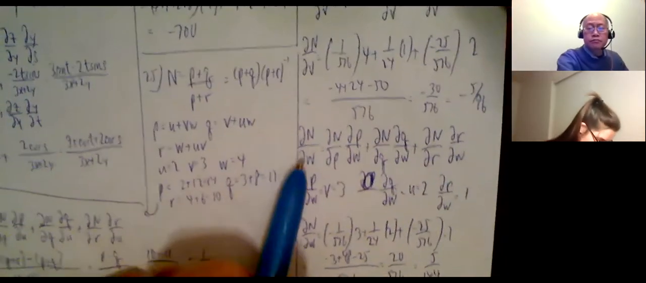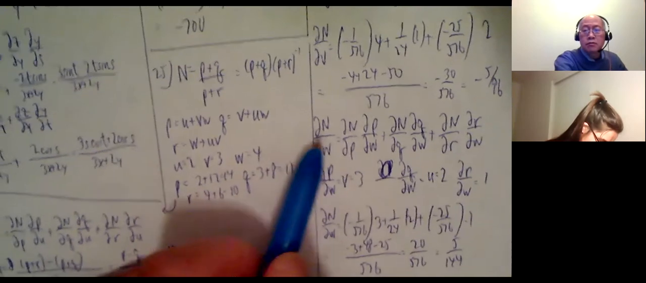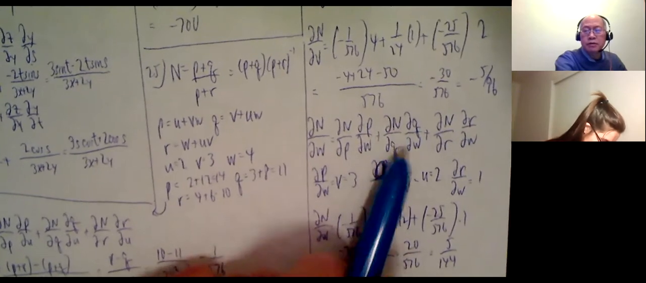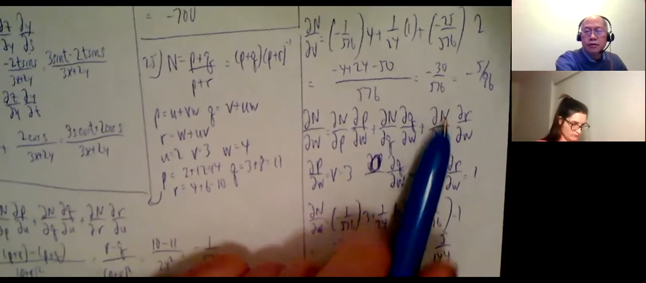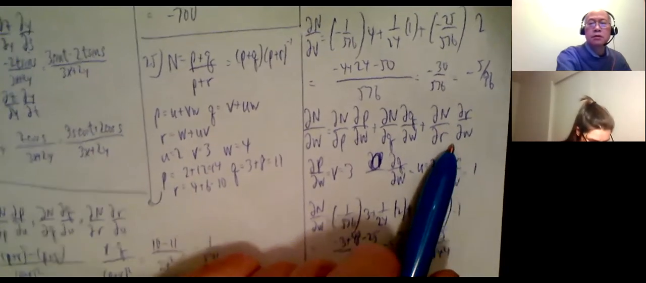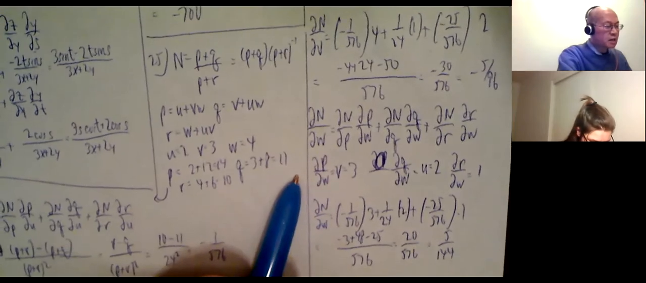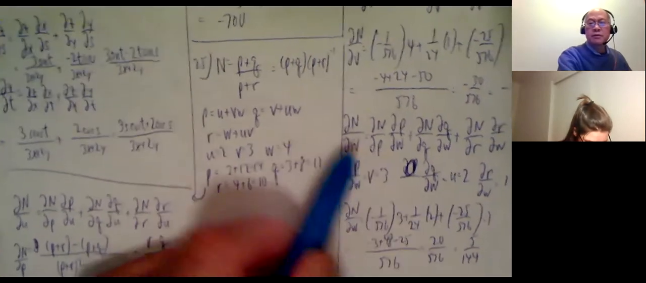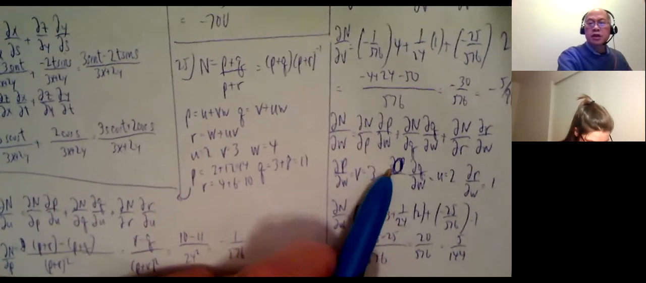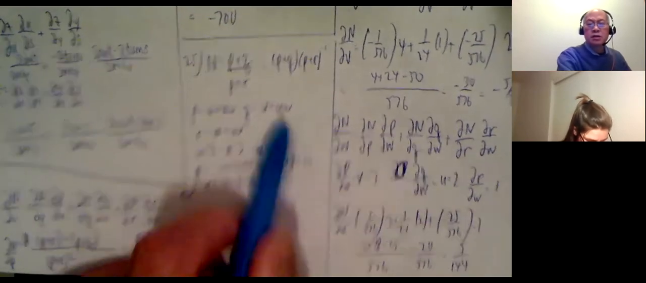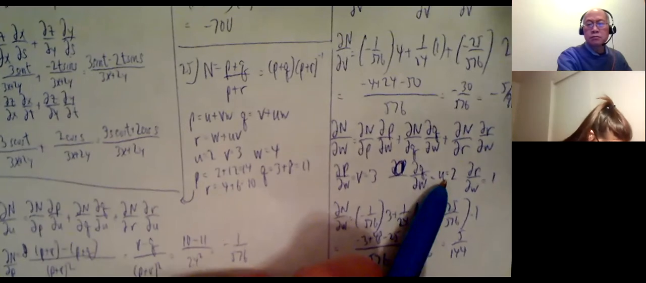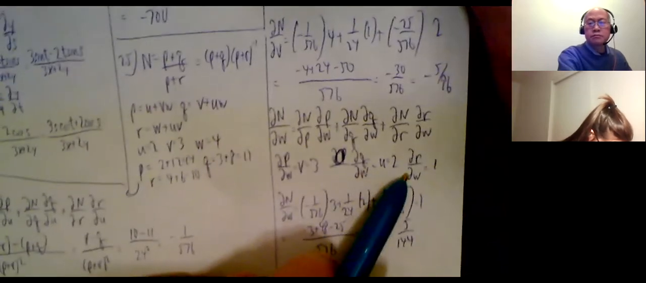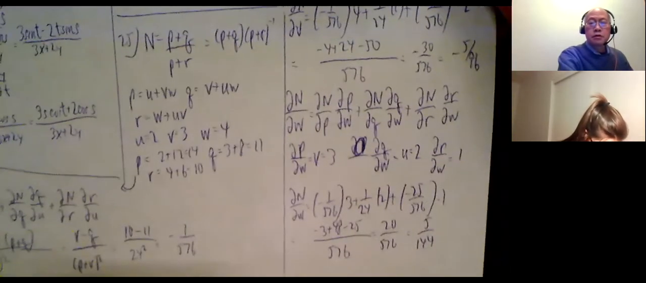And finally, one more like this. Partial of n with respect to w: partial of n with respect to p, partial of p with respect to w, plus partial of n with respect to q, partial of q with respect to w, plus partial of n with respect to r, partial of r with respect to w. Okay, partial of p with respect to w: V, which they gave me was 3. Partial of q with respect to w: U, which I now know is 2. Partial of r with respect to w: 1. Throw everything in.